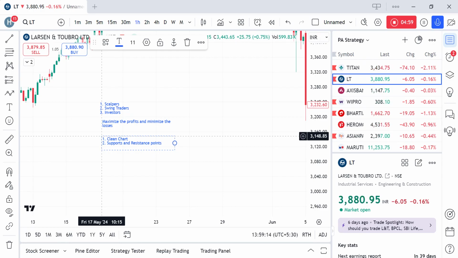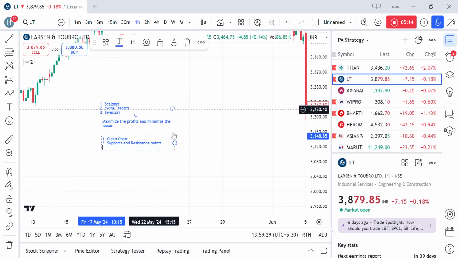Supports and resistance points will help you in all the buying and selling positions. Whenever you see the chart or the candle making support, you can make a buy position, and whenever you see the candles or charts making a resistance position, you can make a sell position. And it is very important to know where to see the supports and where to see the resistance.